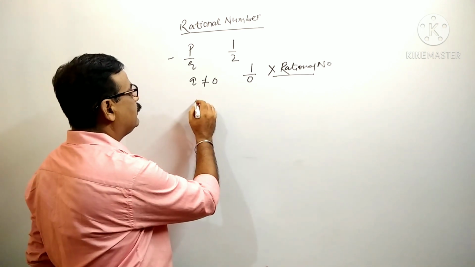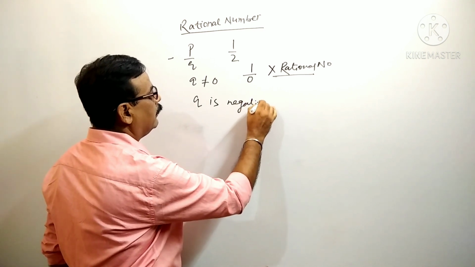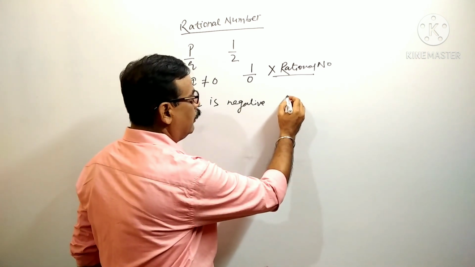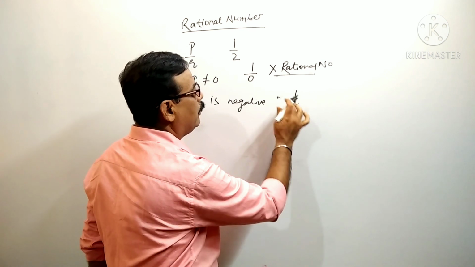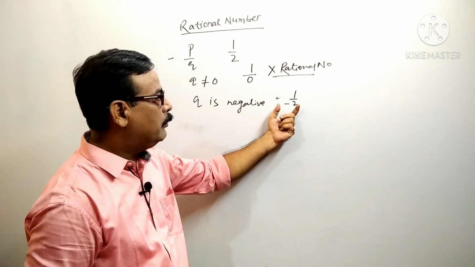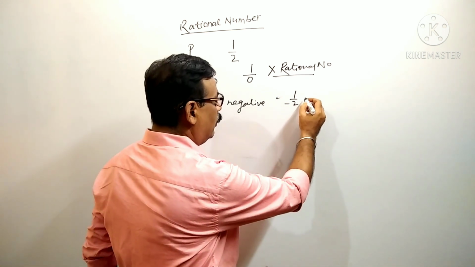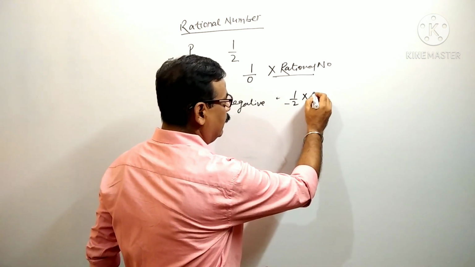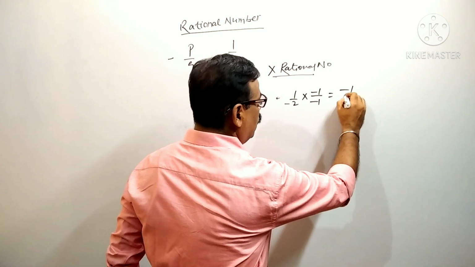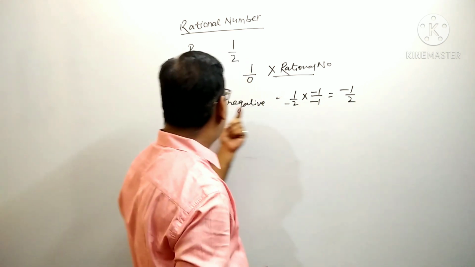And suppose q is negative. If q is the denominator and q is negative, suppose a number is minus 1 by minus 2, and here minus 2 is the denominator, so it is not in rational form. We have to set this number as a rational number. So first we multiply by minus 1 and minus 1, so we can write here 1 by 2. And this is in the form of a rational number because the denominator is now positive.